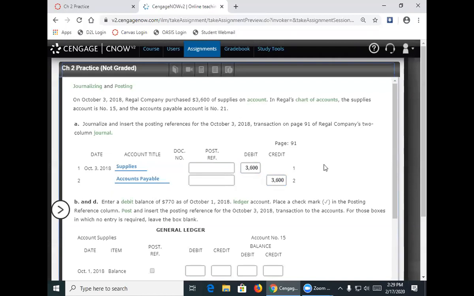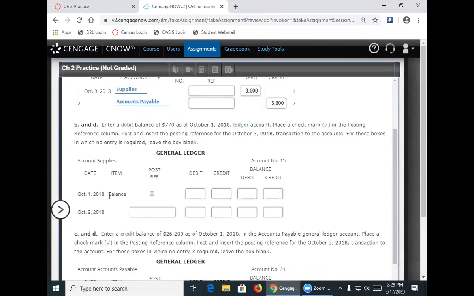And then on the next part, it wants us to set up our ledger for supplies. We're going to take the supplies 3,600 debit and post it to the ledger supplies account. So the first thing it says is enter a debit balance of $770 as of October 1st. So I'm going to put a check mark here, and over in the balance debit on the right-hand side, I'm going to put 770. So we have an existing balance in there.